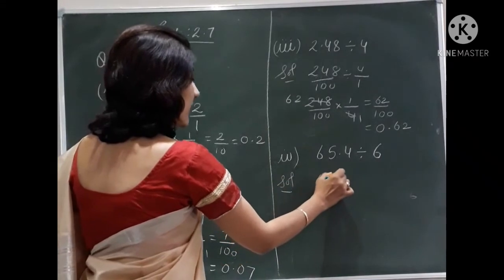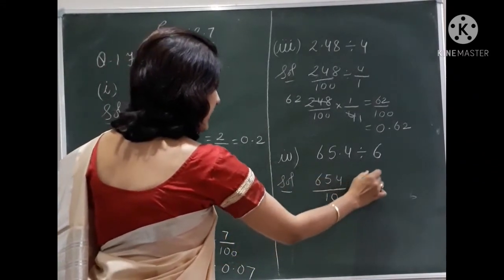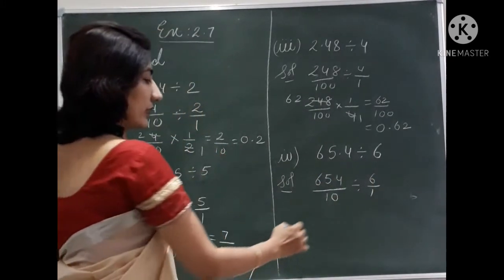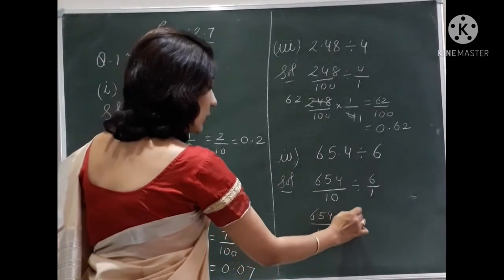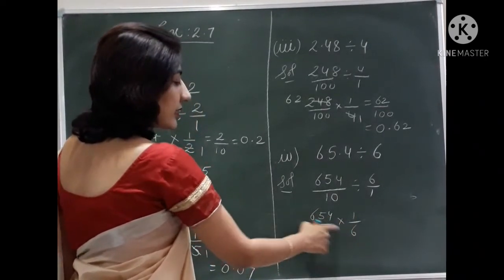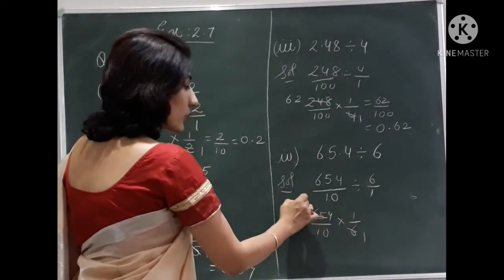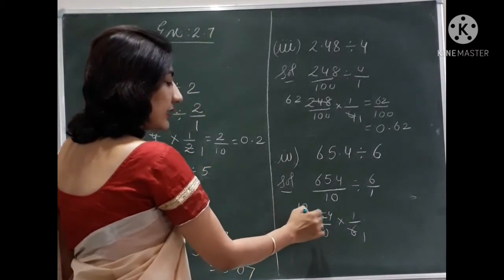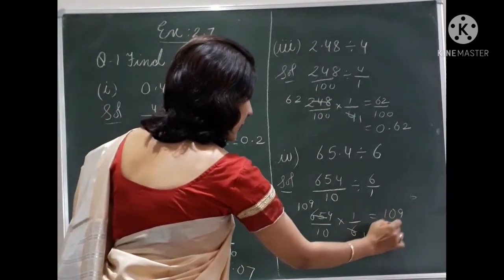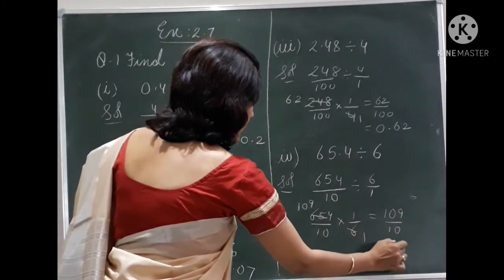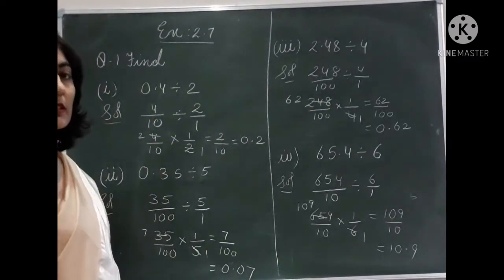Fourth part is 65.4 divided by 6. So 65.4 can be written as 654 upon 10 divided by 6 upon 1. So 654 upon 10 multiplied by 1 upon 6. You can say 6 and 654 can cancel. 6 1s are 6, 6 1s are 6, then 0, and 6 9s are 54. So you are left with 109 upon 10, that is equal to 10.9. This way you will complete question number 1, the remaining parts are yours.